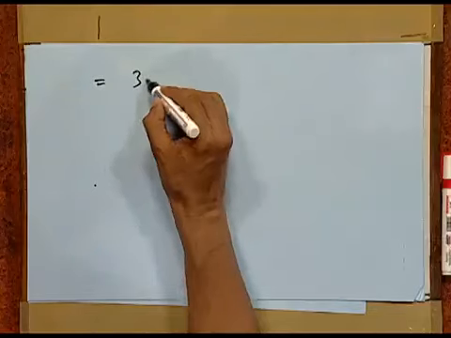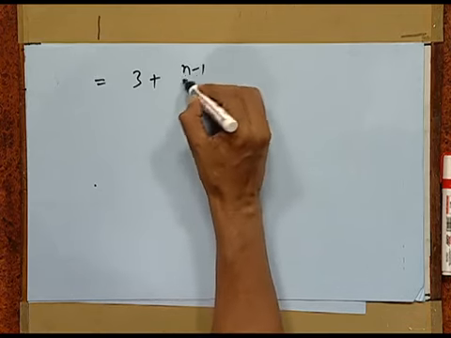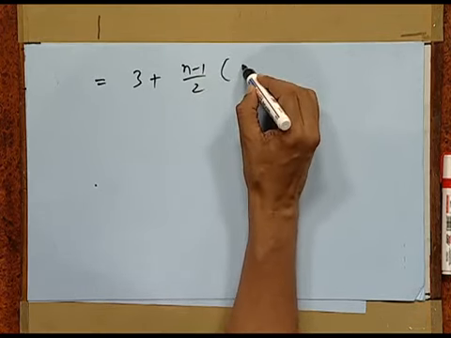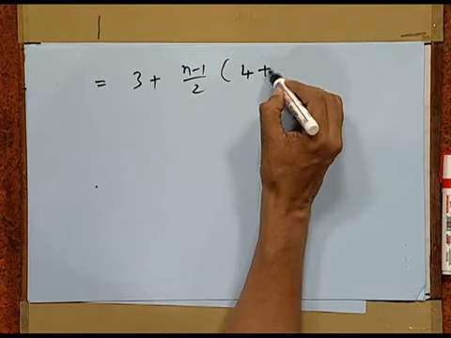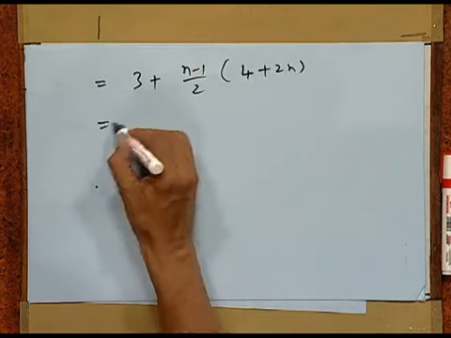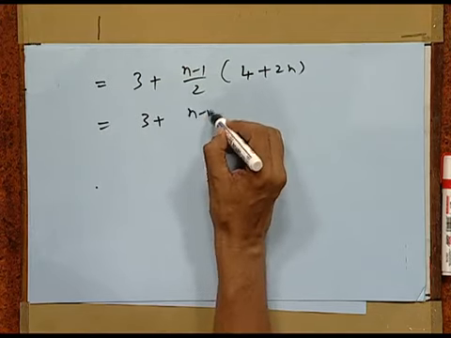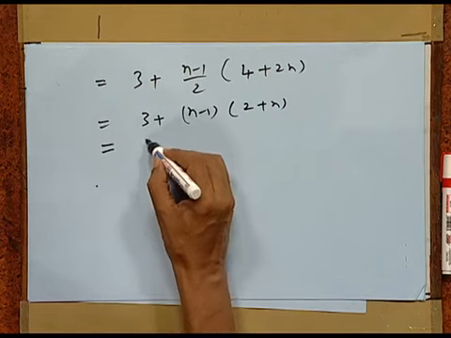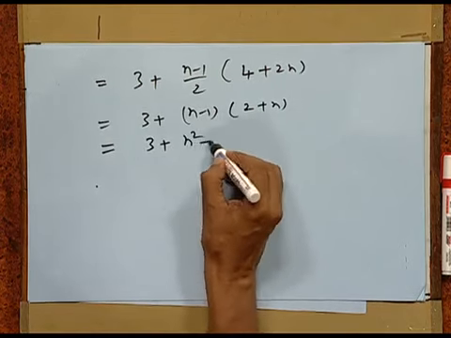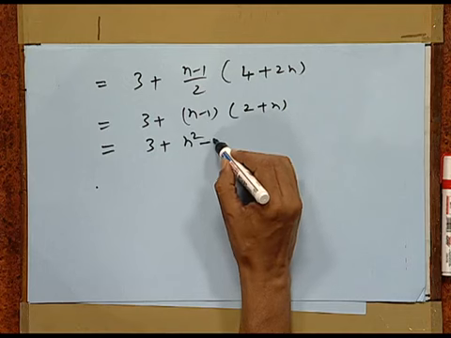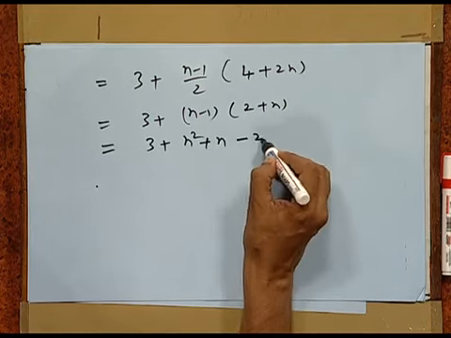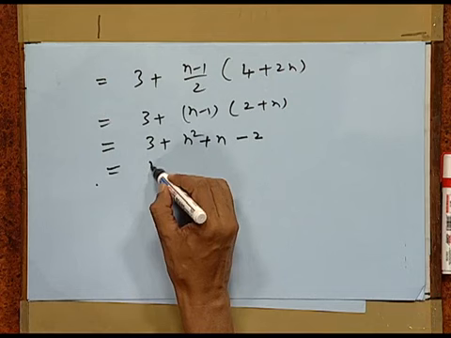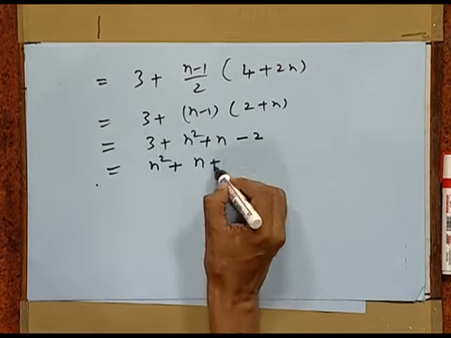which equals 3 plus (n-1)/2 times (4 plus 2n), that is 3 plus (n-1) times (2+n), that equals 3 plus n square plus n minus 2, that is n square plus n plus 1. This gives the nth term of the given series.